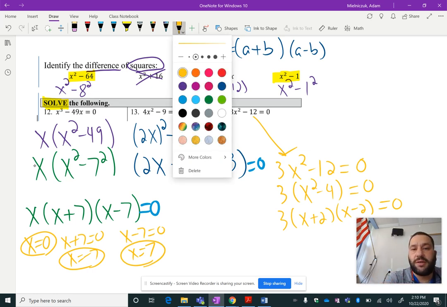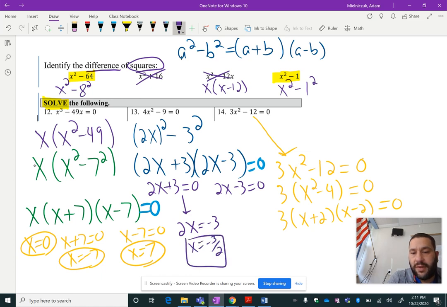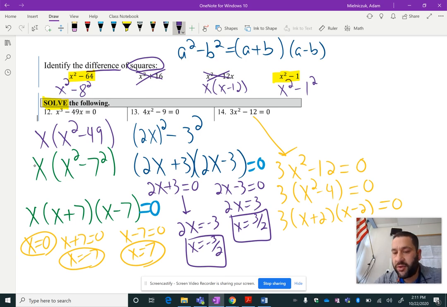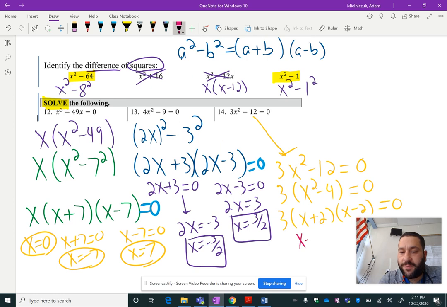What about number 13? Well, when does 2x plus 3 equal 0? When does 2x minus 3 equal 0? For this one, we can say 2x equals negative 3, so x equals negative 3 halves. And then 2x equals 3, so x equals positive 3 halves. And for our last one, there's nothing you can do with the 3, but you can say that x plus 2 equals 0 when x equals negative 2, and x minus 2 equals 0 when x equals 2.